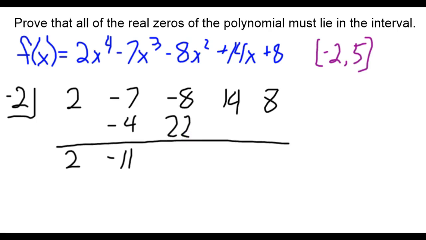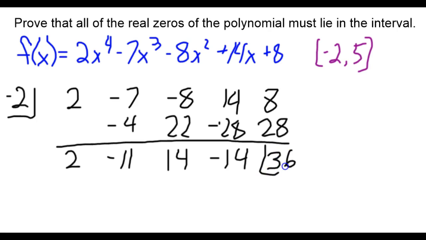This would be negative 8 plus 22 is 14. Negative 2 times 14 is negative 28. 14 minus 28 is negative 14. Multiply that through, 28 plus 8 is 36.